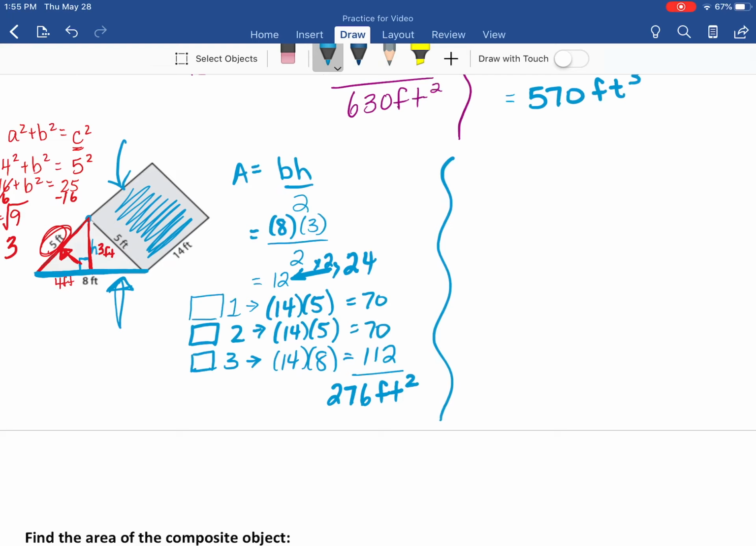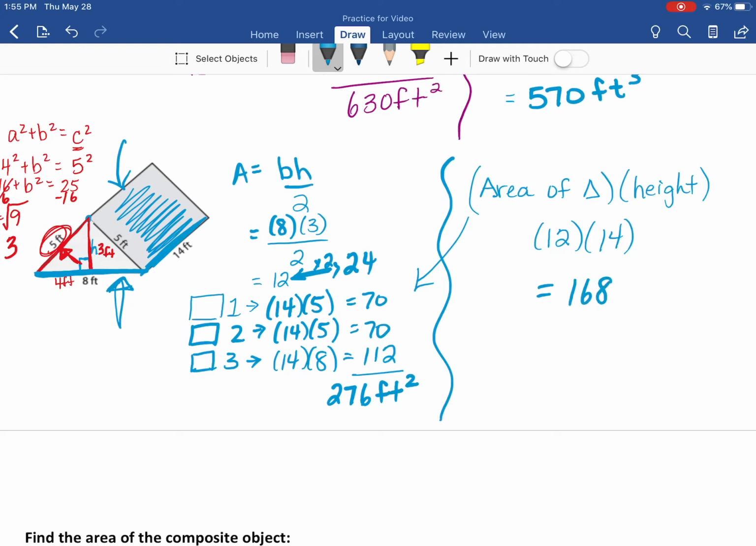And for volume, we're looking at the area of the triangle, because that's our base shape, times the height. I already know from work over here that the area of one triangle is 12, and the height of my prism, or the length in this case, however you want to look at it, is 14. So 12 times 14 is 168 feet cubed.